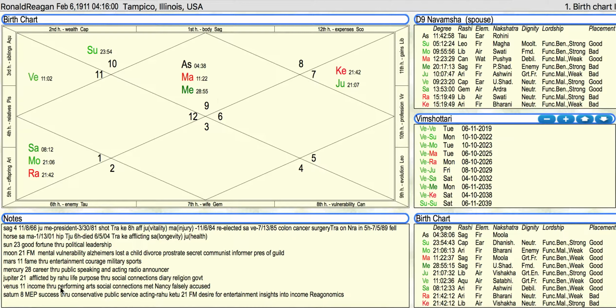He did have some problems with his hips. Jupiter's an indicator for hips. And it is afflicted by Rahu. It's 9 houses away.